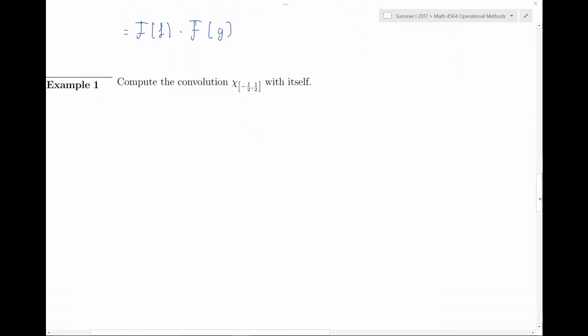Let's consider a short example. I know that the convolution of this is going to be the tent-like function that we considered in the previous lecture. But today I want to find this convolution with the help of the Fourier transform. So the Fourier transform of this function in convolution with itself is going to be the Fourier transform of the function chi squared, because that's going to be the product of the Fourier transforms of the same function.